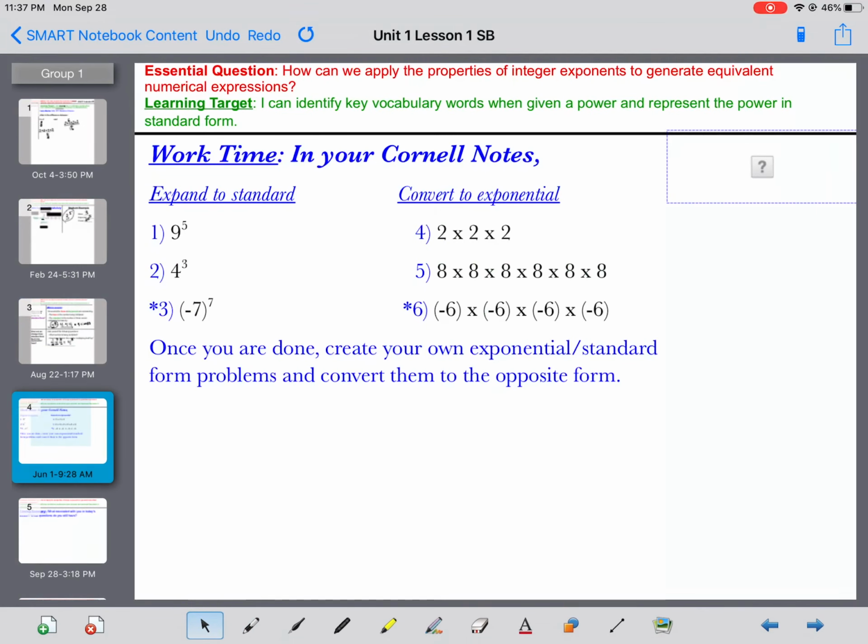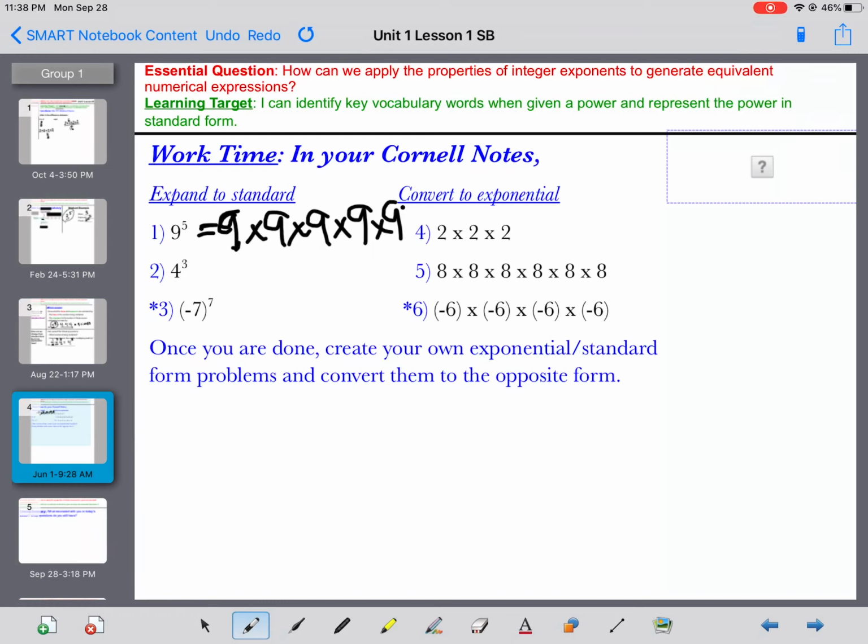Moving along, we're going to go into work time. At this time, I would hope that you would pause this video. We see that there are 6 total questions. On the left-hand side, there are 3 questions for you to expand. For the first one, I would like you to turn that into standard form. What is 9 raised to the 5th power really telling us? It's telling us 9 times 9 times 9 times 9 times 9.